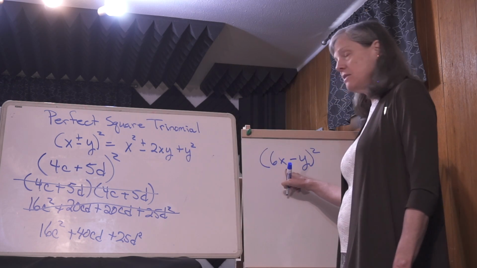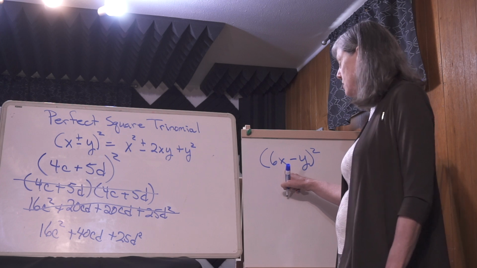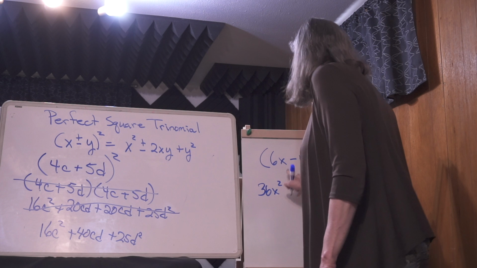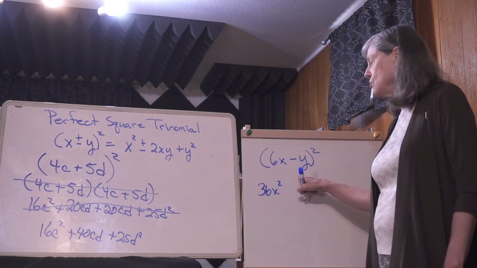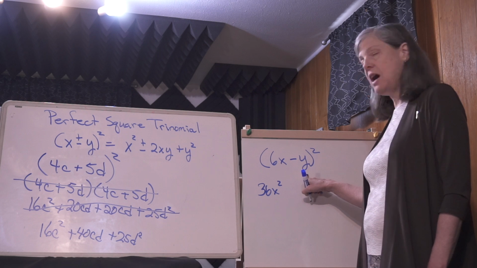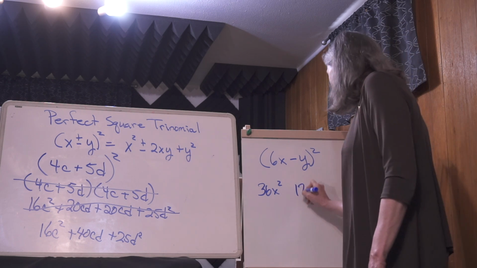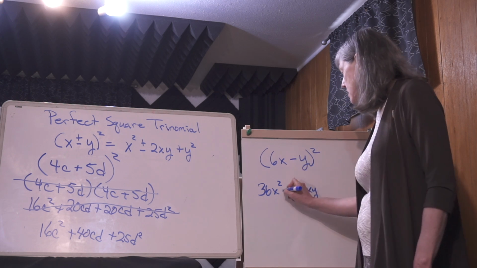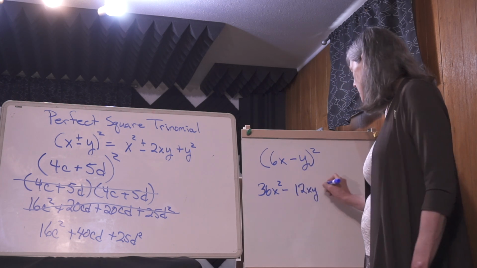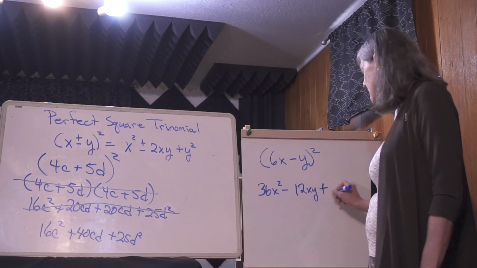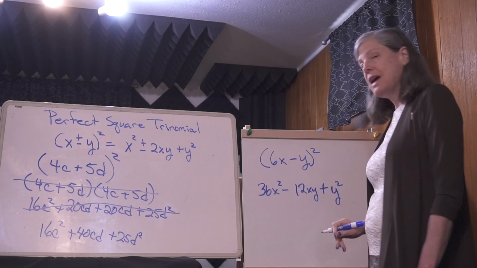So take this, square it. So 6x squared is 36x squared. Multiply these two. So 6x times y is 6xy times 2, 12xy. This sign here is negative because that one is. In a perfect square trinomial, this sign is always positive. Then I take the y, square it, I'm done.